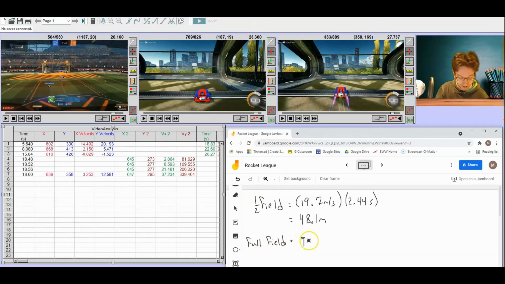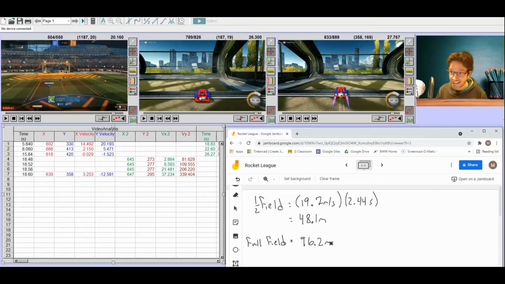So the full field would be double that, at 96.2 meters. Okay, it's actually a little bit smaller than a soccer field, because most soccer fields average between 105 and 110 meters long. So 96.2, it's actually smaller. It was a little bit shocking. It's smaller than a soccer field, but they drive cars all over it. I would have thought it would have needed to be bigger.